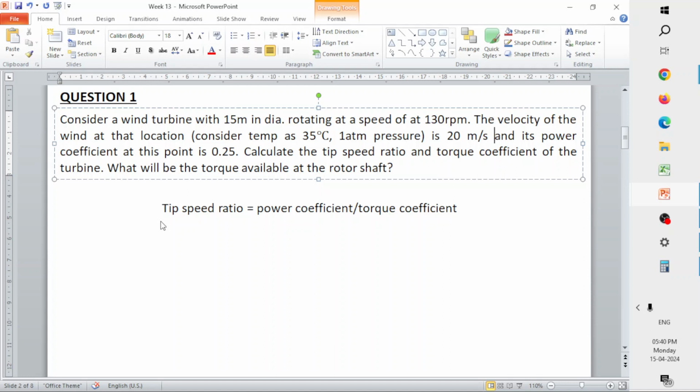Once you know the value of Ct, the torque available at the rotor shaft is Ct times half rho A u square. You know u, that is the wind speed, A is the area of the rotor, and density you can calculate. So what will be the answer?